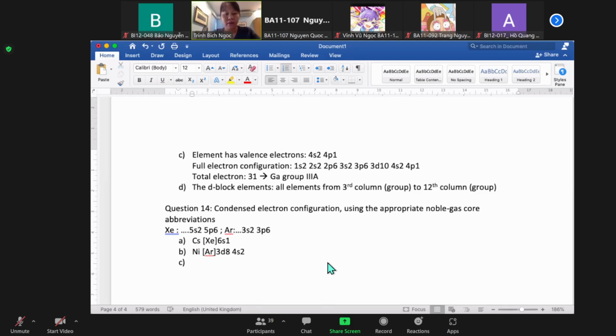The third one, selenium. Selenium, the atomic number 34. Số hiệu nguyên tử 34 ạ. It has 34 electrons. So the nearest noble gas will be argon also. Okay. And we need to fill more.